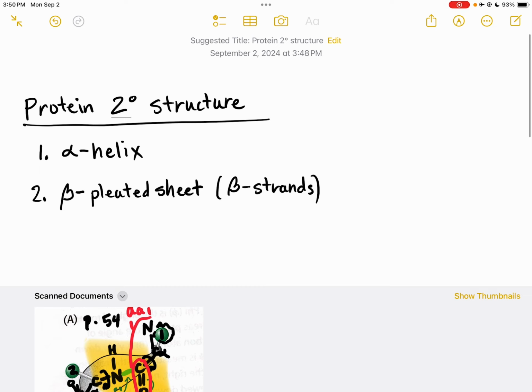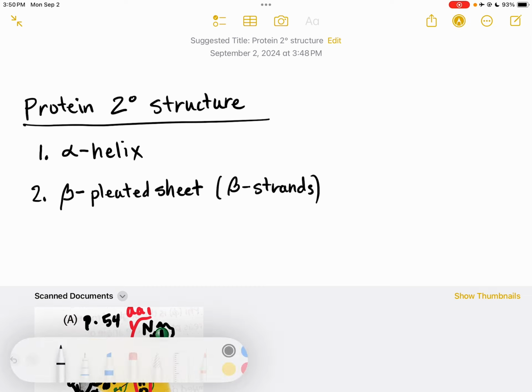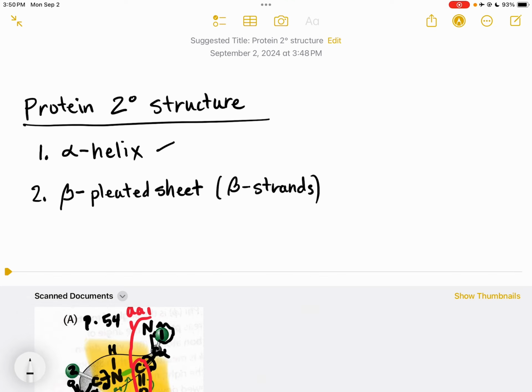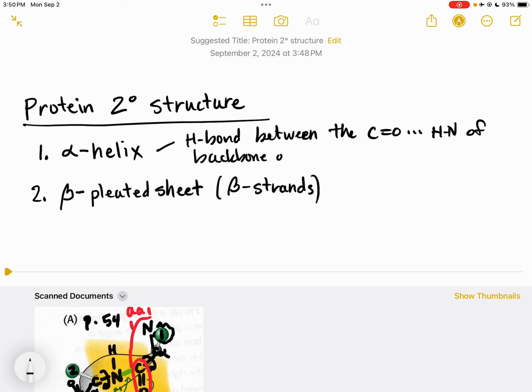What are some things we should know? Maybe we should recap. Alpha helix: H bonds between the C double bond O and the NH of the backbone of the primary structure fold into the alpha helix. All right, great.